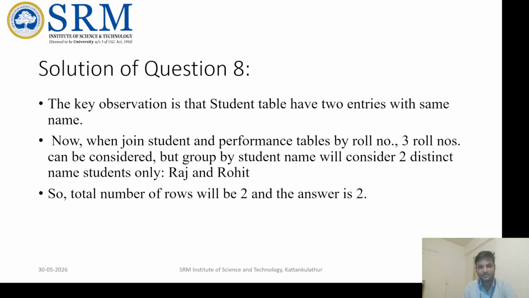The explanation is same. The key observation is here: student table has two entries with the same name. Now, when we join the student and performance tables by roll number, 3 roll numbers can be considered, but the group by statement by student name will consider two distinct names, only Raj and Rohit. So, the total number of rows will be 2, and the answer is 2. Next question.